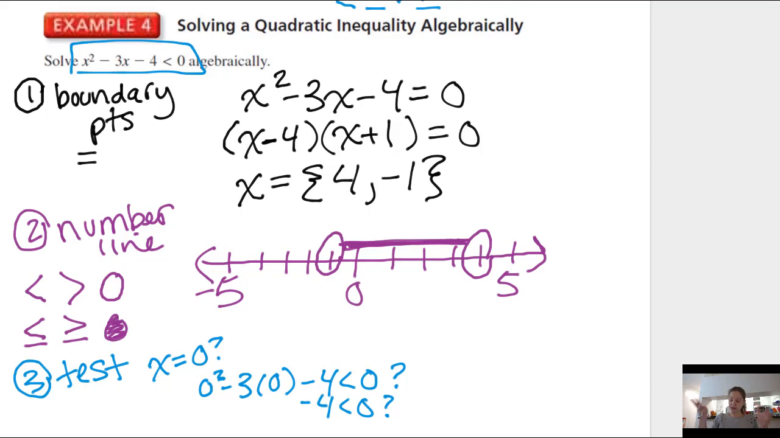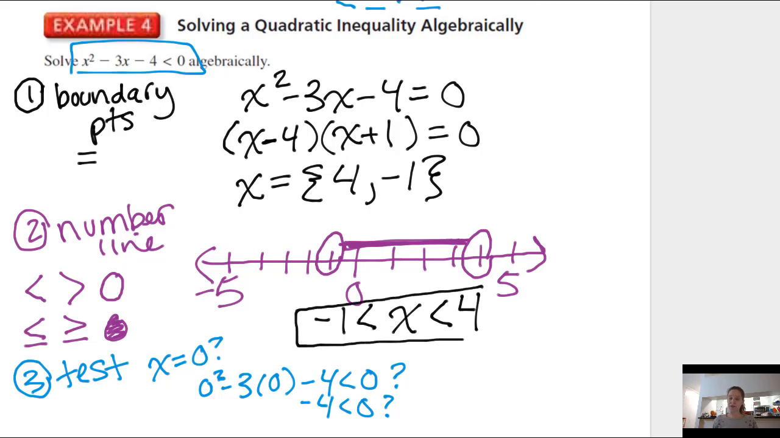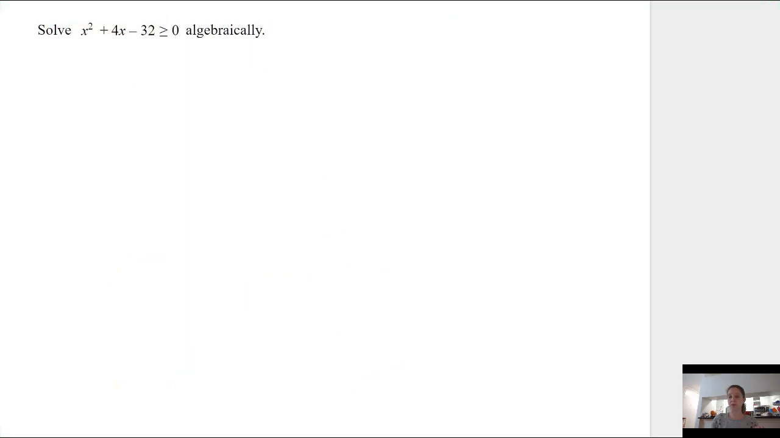But once I've established that, I can rewrite this now as an inequality: x values less than 4 and greater than negative 1 make the inequality true. So there's my answer: negative 1 is less than x is less than 4. And we're going to do one more, the same 3 steps.